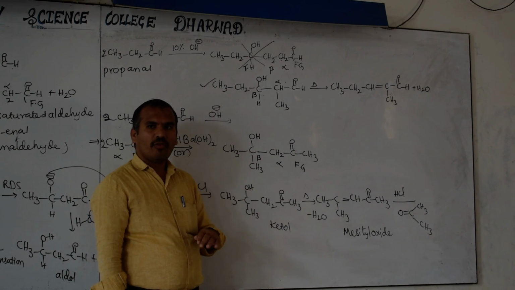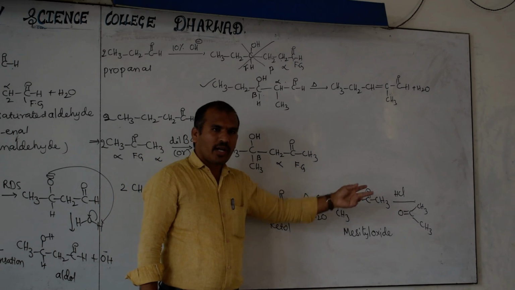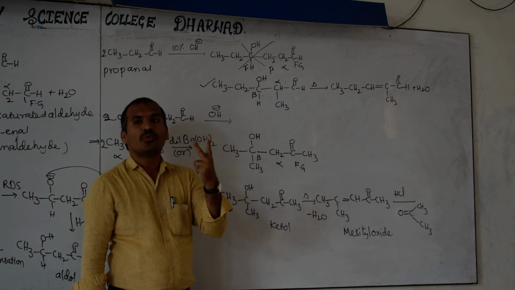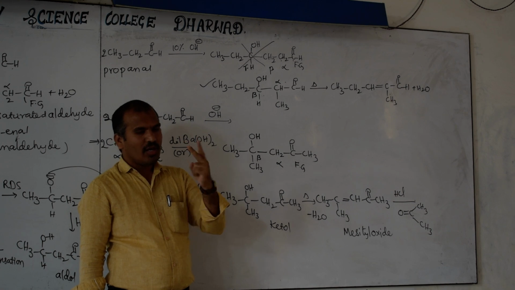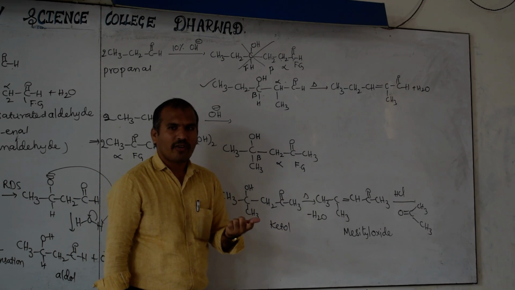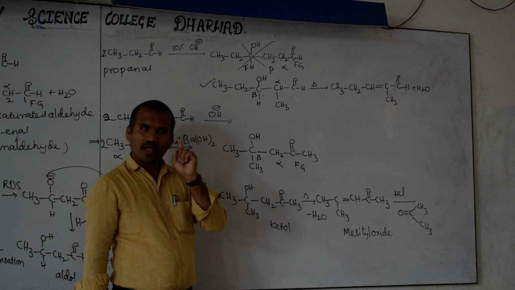Therefore, to form the condensation product, minimum how many hydrogens are required? 2 alpha hydrogens are required. To form the aldol or ketone, how many alpha hydrogens are required? Minimum 1 required. That you have to learn.